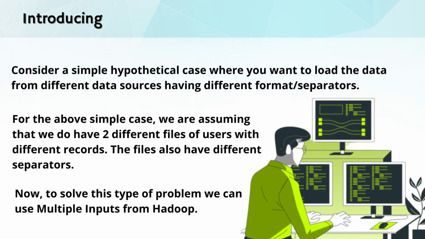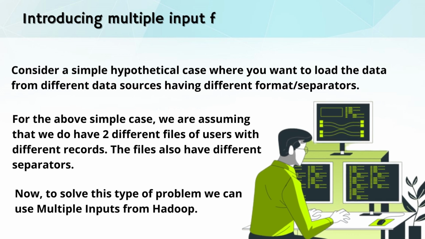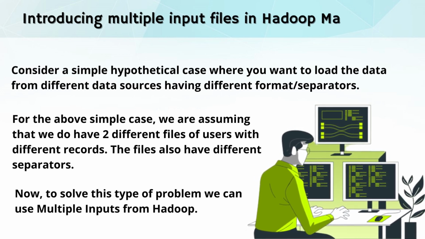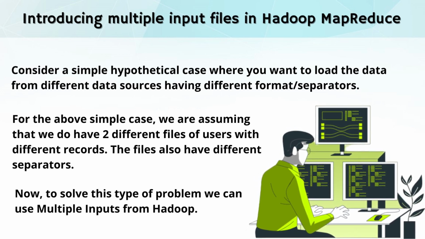Next is introducing multiple input files in Hadoop MapReduce. Consider a simple hypothetical case where you want to load data from different data sources having different formats or separators. For this case, we are assuming that we have two different files of users with different records. The files also have different separators. Now, to solve this type of problem, we can use multiple inputs in Hadoop.